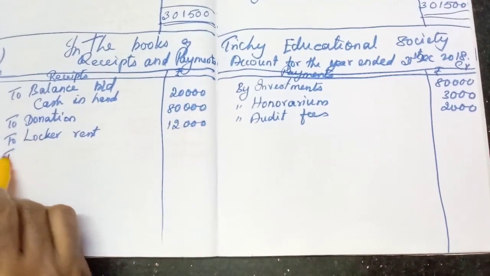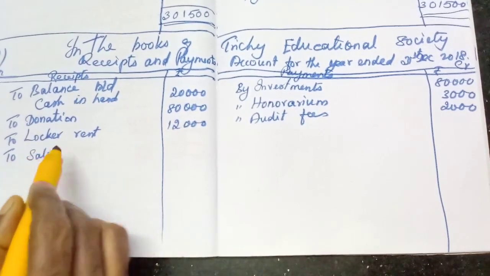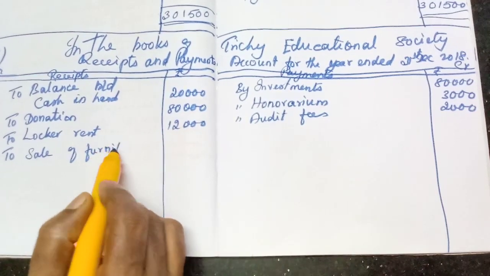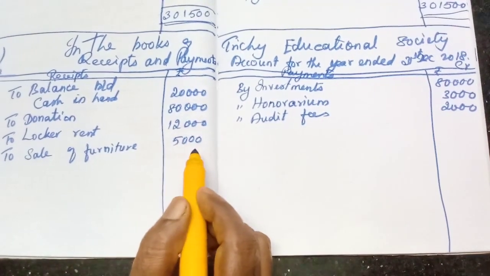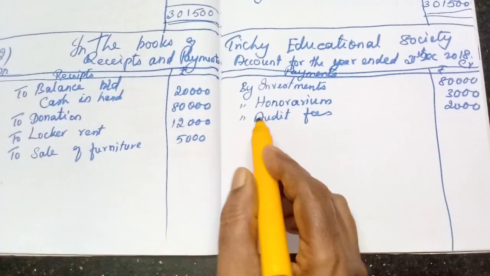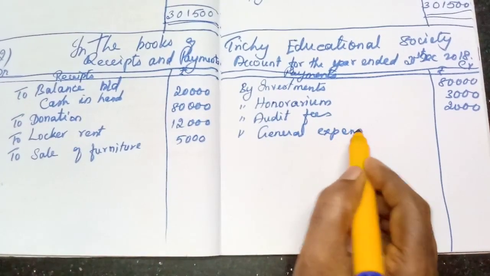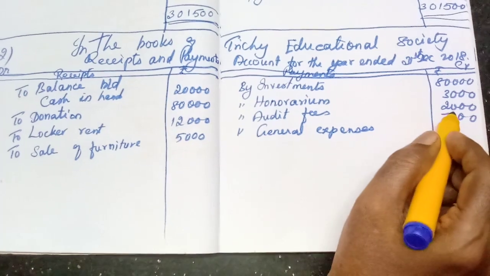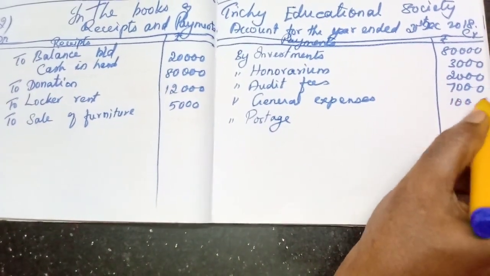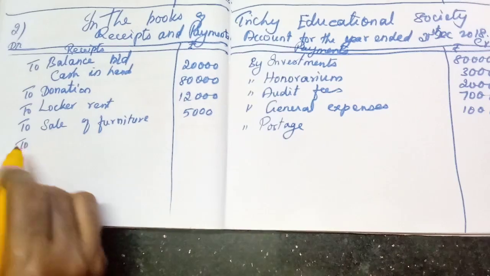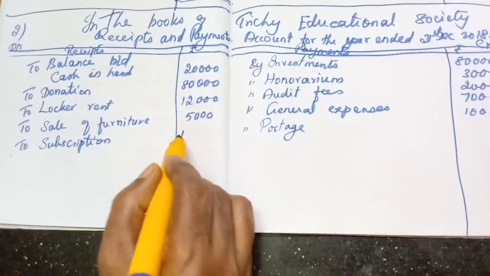Sale of furniture. If we sell something, we will receive some cash. So we have to write to sale of furniture. You have to differentiate whether it is a receipt or payment. Whether we receive cash or pay cash, that's all you have to check. General expenses. Expenses is a payment. So, by general expenses, 7,000. Postage, it is also an expense. So, by postage 1,000. Then subscription received, so it is a receipt, so to subscription 10,000.